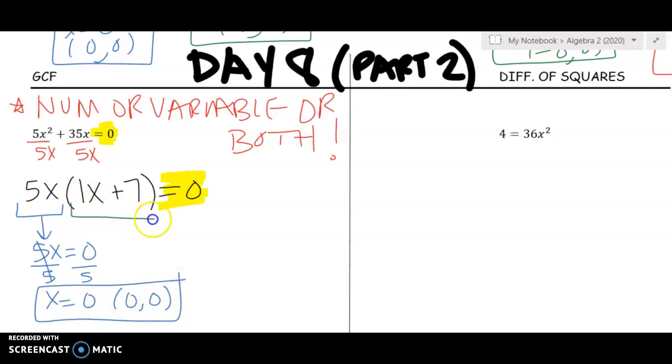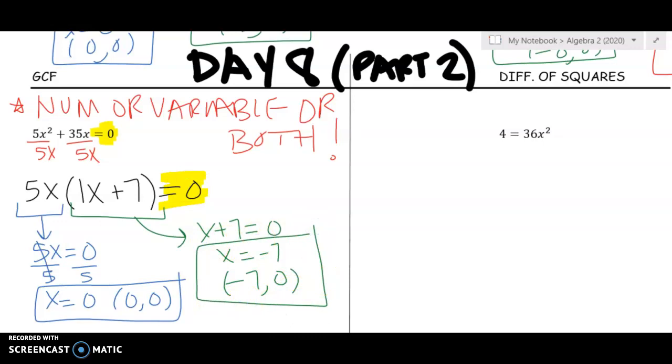You can do the same thing for this other piece. x plus 7, set it equal to 0, subtract 7 to the other side, and you get x is equal to -7. You can also write that as an ordered pair. And that was one of the methods we did in the beginning, greatest common factor. Just a little recap on that and solving it using greatest common factor.